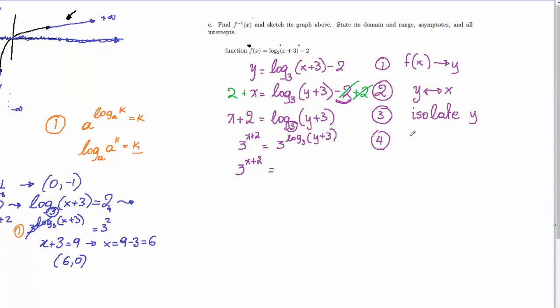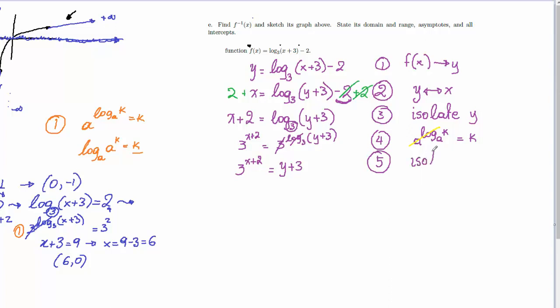Now the right side of the equation, I can use the property that tells me that a to the log of a of any number k is equal to k. So basically what this property tells me is that whenever I have this situation, I can simplify the a with the log of a, and what remains is k. So I do that because right here I have 3 and log of 3, and this is equal to y plus 3. So in this way, I brought the y from the exponent and inside the log to the main equation without log.